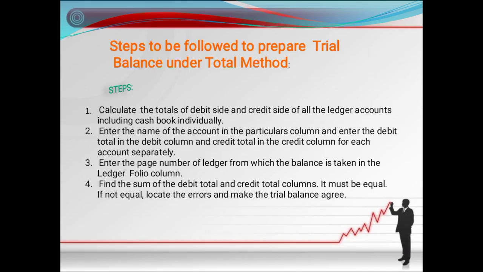Second, enter the name of the account in a particular column, and then enter the debit total in the debit column and the credit total in the credit column for each account separately. Thirdly, enter the page number of the ledger from which the balance is taken in the ledger folio column. Now find the sum of the debit total and the credit total columns. They must be equal. If not equal, locate the error and make the trial balance agree.